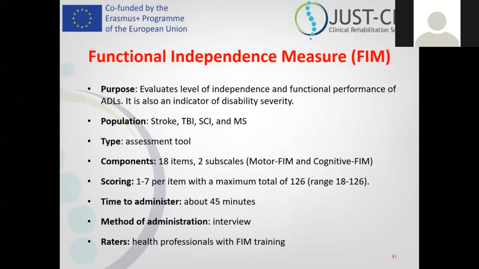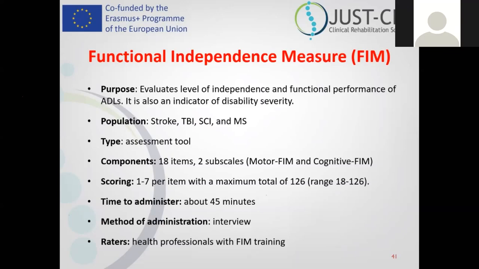Now we're going to talk about the functional independence measure as an example of outcome measures that have been validated through research. So what is the functional independence measure? It's an outcome measure that evaluates the level of independence and functional performance of activities of daily living. So it evaluates our ability to perform daily activities by ourselves. Can we do it independently, or do we need any assistance? It has been validated for different populations, including individuals with stroke, traumatic brain injuries, spinal cord injuries, and multiple sclerosis.